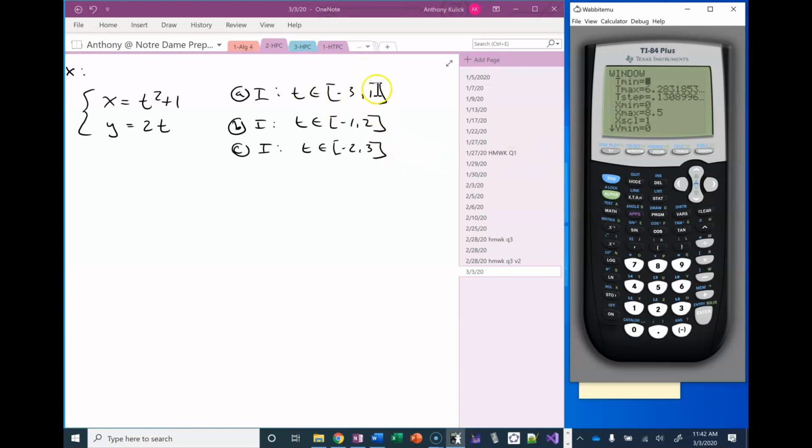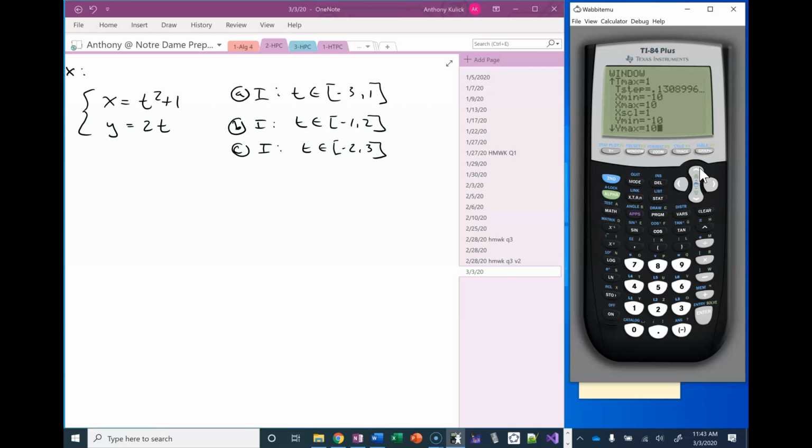So for my first example, my interval goes from -3 to +1. So my Tmin should be -3, and my Tmax should be +1. And I'm not going to mess around with that T-step, really probably ever. But I will change my x and y's because I was graphing something else in another class. And I'm just going to make the x and y's -10 to +10, like we would have in a standard window. Okay.